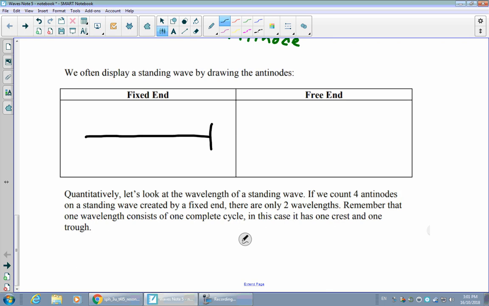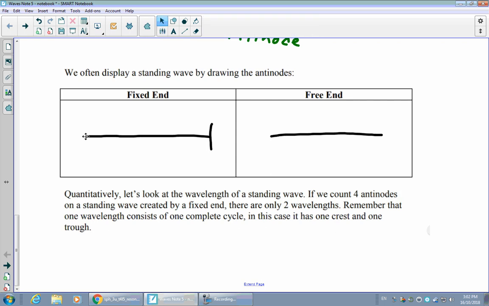That's my fixed end. With a free end, I'm going to just draw the rest axis, but I'm not going to draw anything at one end to stop it. So that would be like if I took a rope and waved it up and down, but it wasn't attached to anything at the other end. It could freely move at the other end.